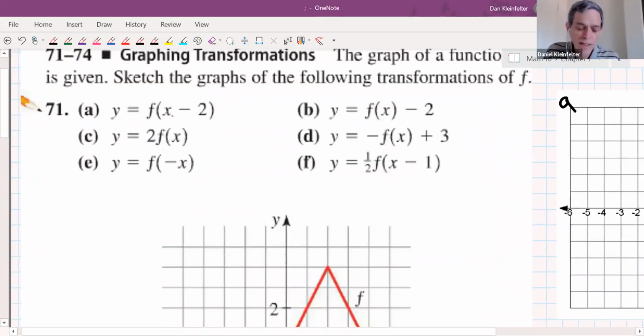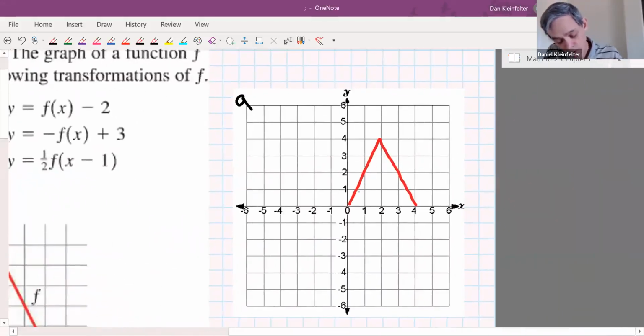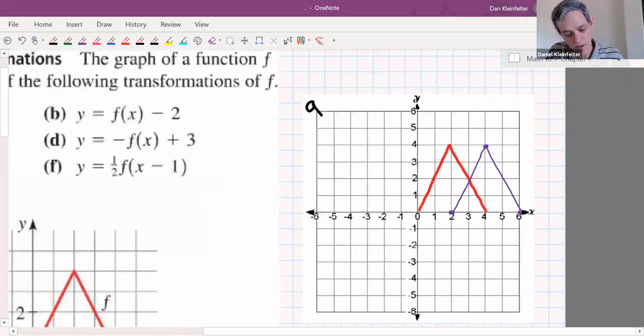For A, we're going to take and find f of x minus 2. So the fact that this is x minus 2 says that we should shift the graph to the right by 2 units. So this was my original graph. So what I would do is think about where a couple of important points are. So the left point, which was at the origin, will now be at 2, 0. The pointy part at the top was at 2, 4. So now it will be at 4, 4. And then the intercept that was at 4, 0 will be at 6, 0. And then we're able to just simply connect the dots. So that's our graph of A, right shifted by 2 units.